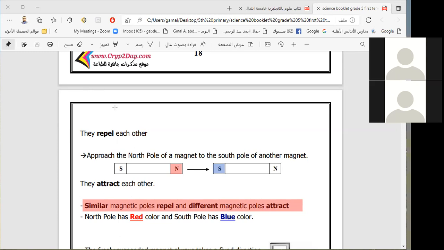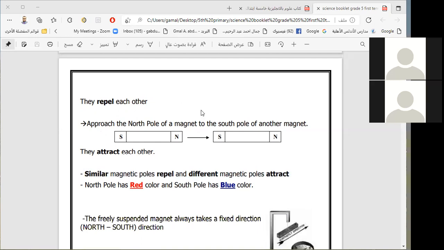Okay. Can you see it now? Yes. Similar magnetic poles repel and different magnetic poles attract. Excellent, my son. Similar poles repel and different poles attract. Again, the similar magnetic poles or the like magnetic poles repel each other, and the different magnetic poles or the unlike magnetic poles attract each other. Thank you, my son. Thank you, Adham. Now we can move to another student.